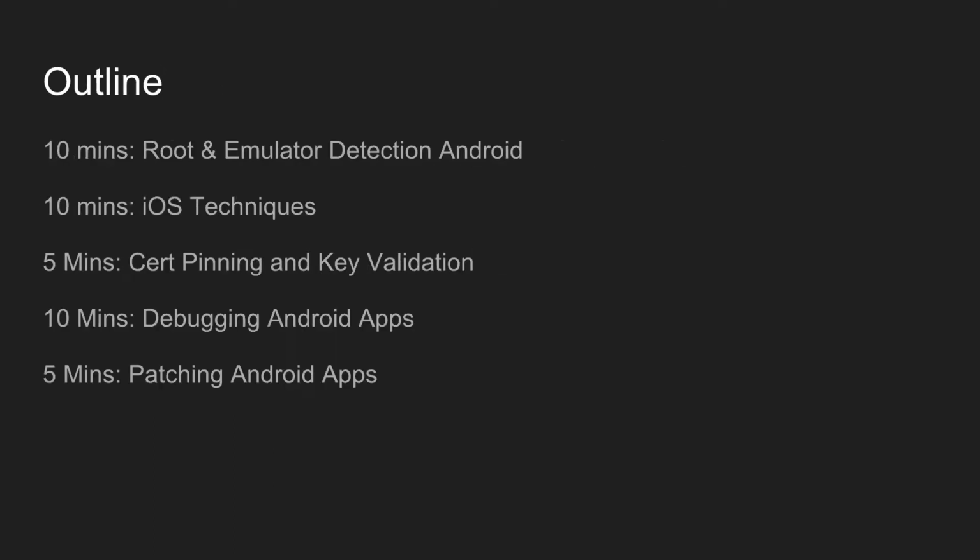So in terms of the outline, we'll spend a good chunk on the root and emulator detection on Android. Then we'll dive into some of the iOS techniques. We'll go into cert pinning and key validation. It's a little Android heavy in focus, but the same techniques apply to iOS that you'll see in the previous section. Then we're going to go through some debugging of Android apps and spend a little bit of time on some basic patching examples to reinforce some of these skill sets.